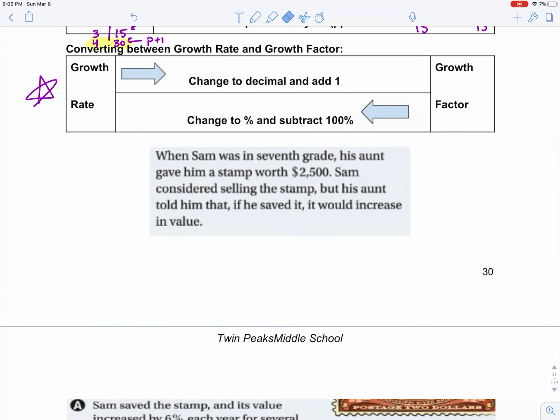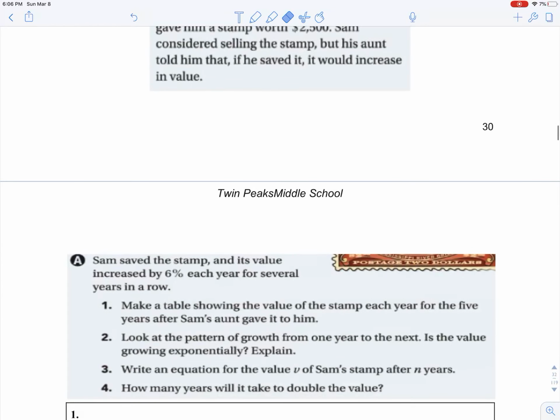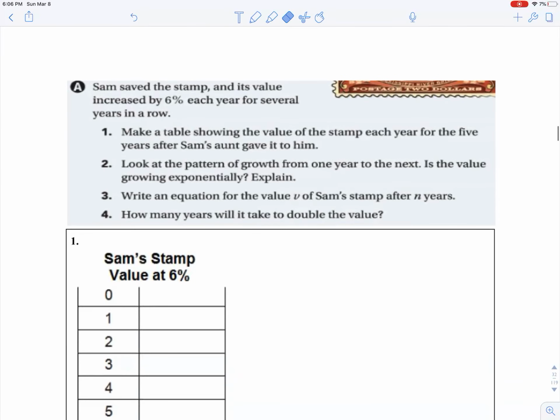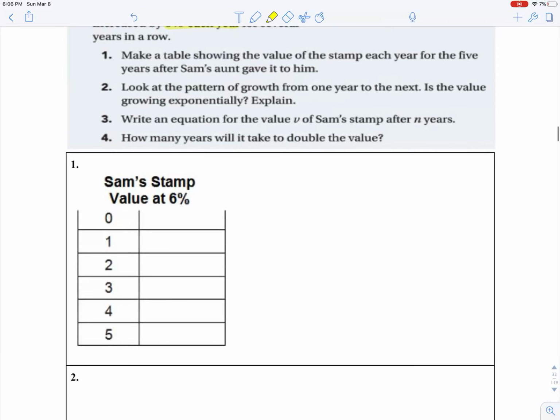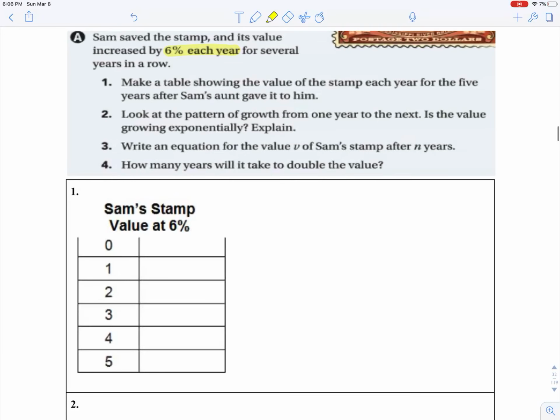Okay, so let's take a look at an example. When Sam was in 7th grade, his aunt gave him a stamp worth $2,500. Sam considered selling the stamp, but his aunt told him that if he saved it, it would increase in value. That's a pretty nice stamp. So Sam saved the stamp and its value increased by 6% each year for several years in a row. So we got 4 parts to the problem here.